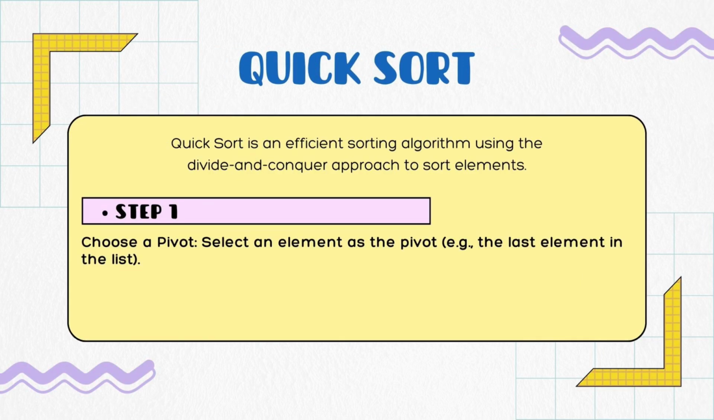The sorting method that we have chosen is quicksort. Quicksort is an efficient sorting algorithm using the divide and conquer approach to sort elements. So the first step we have to do is choose a pivot. Select an element as the pivot, for example, the last element in the list.